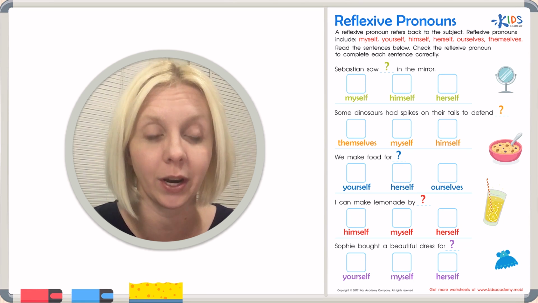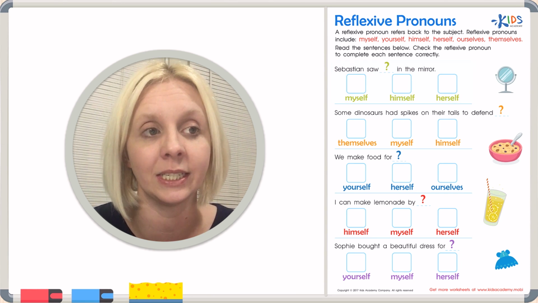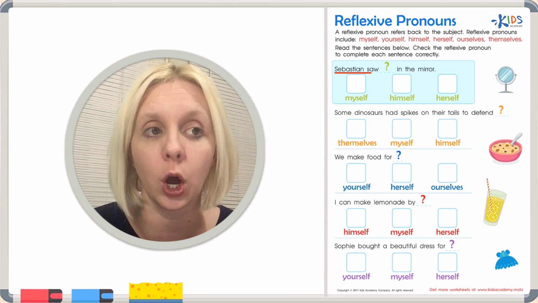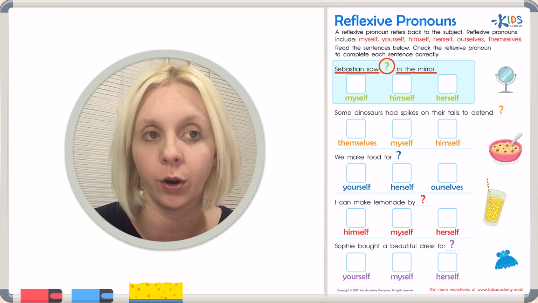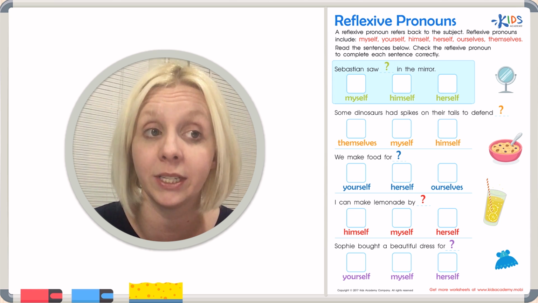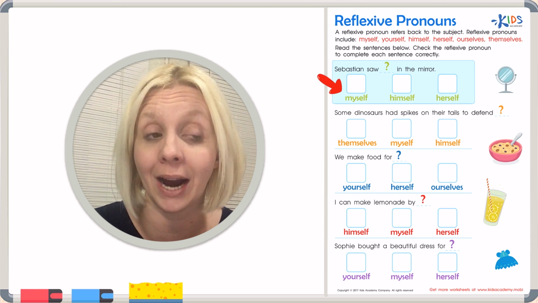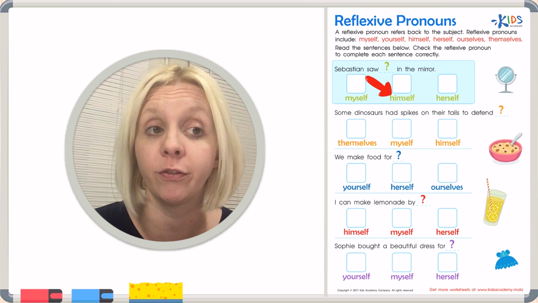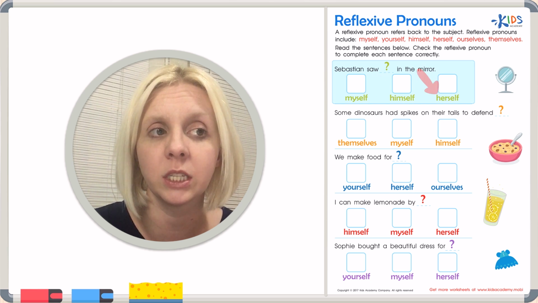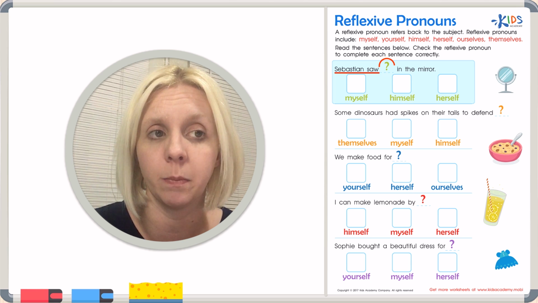Okay, let's get started. The first sentence says, Sebastian saw blank in the mirror, okay? And we've got three choices here. Our choices are myself, himself, and herself. So let's look at the subject of this sentence. Sebastian saw blank in the mirror. So who is the person that we're talking about? We're talking about the subject Sebastian, right?